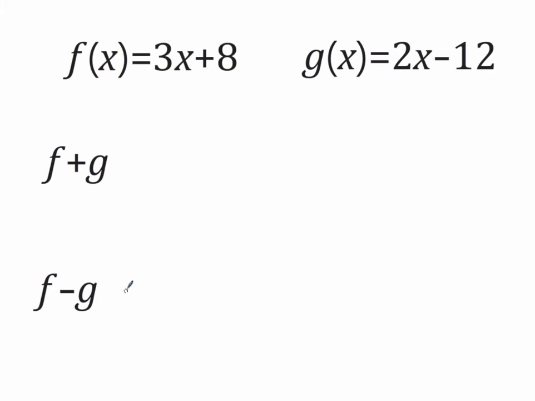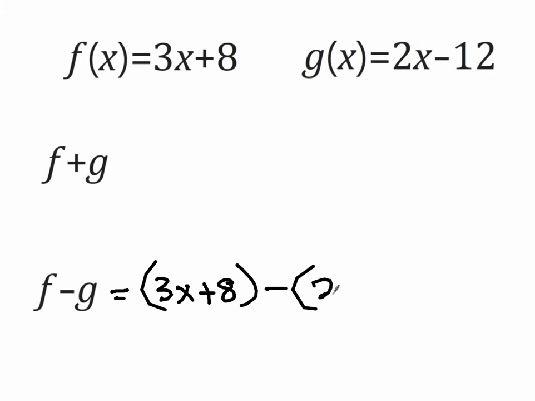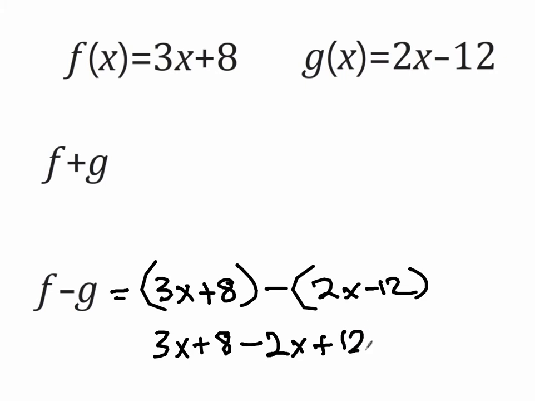Let's do f minus g. f minus g is the same thing that you might think. You take x and you plug it into f and you get 3x plus 8, and then you subtract what you would get from g. So you take x, plug it into g, and you would get 2x minus 12. And so this is the same thing as 3x plus 8 minus 2x plus 12. Make sure you distribute the negative to both terms, which is equal to, whoops, not 5x, 1x plus 20. So f minus g is x plus 20.